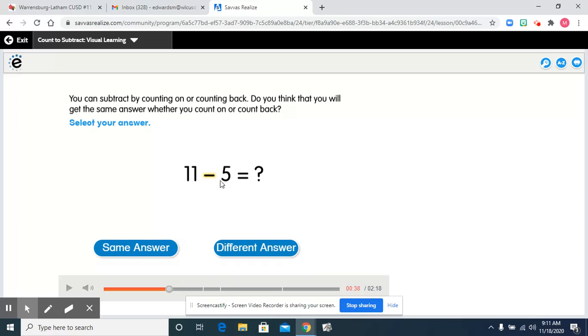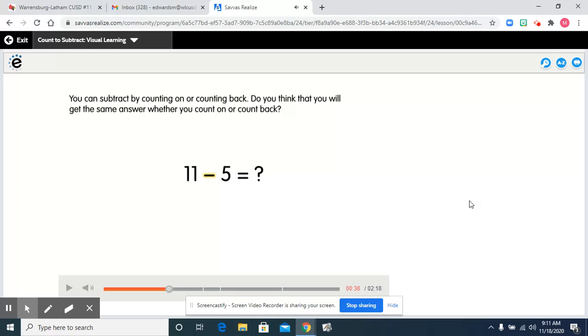If you count back, you start at 11 and you count backwards 5. Or you could start at 5 and count on until you get 11. And if you do both of those, you should get the same answer. Yes, you will get the same answer because both counting on and counting back are ways to find 11 minus 5.